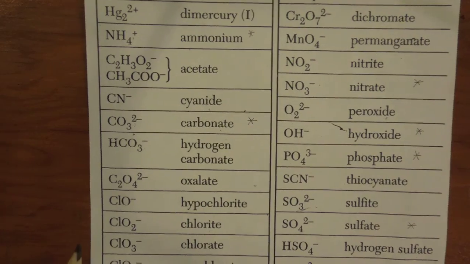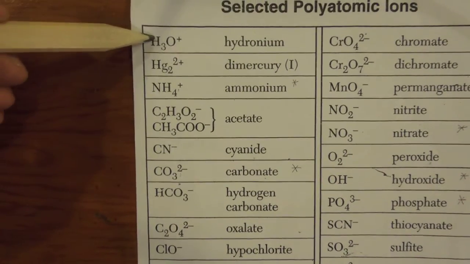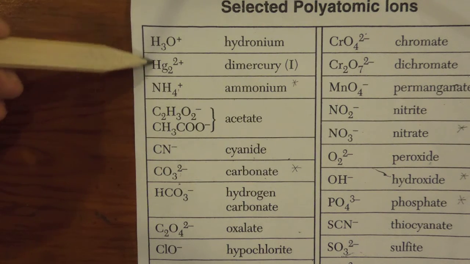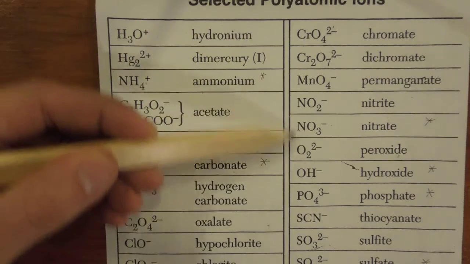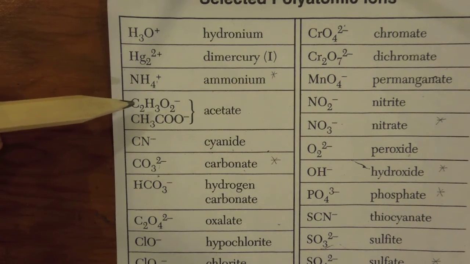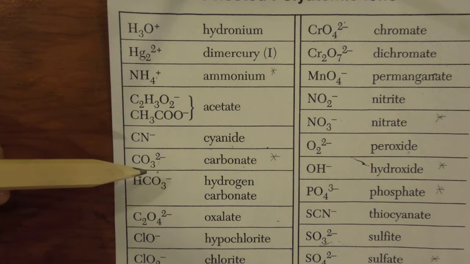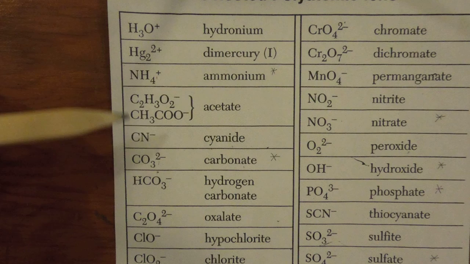Okay, a couple things to know on this chart. Let's take a little tour of it. Up at the top here, we have 3 polyatomic ions that have a positive charge, whereas all of the rest have negative charges. That is important and good to know, is that most polyatomic ions have a negative charge and therefore will appear second in their formulas.